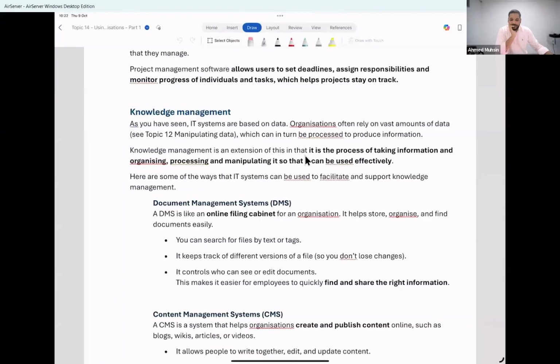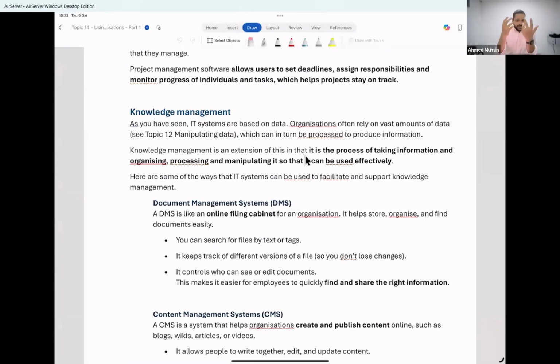Here are some ways that IT systems can be used to facilitate and support knowledge management. Okay, everybody, can you go through this? So for example, you can have something called a document management system. A document management system is basically like your library or your filing cabinet of all the information within the organization. Okay, read it. It helps to store, organize, and find documents easily.